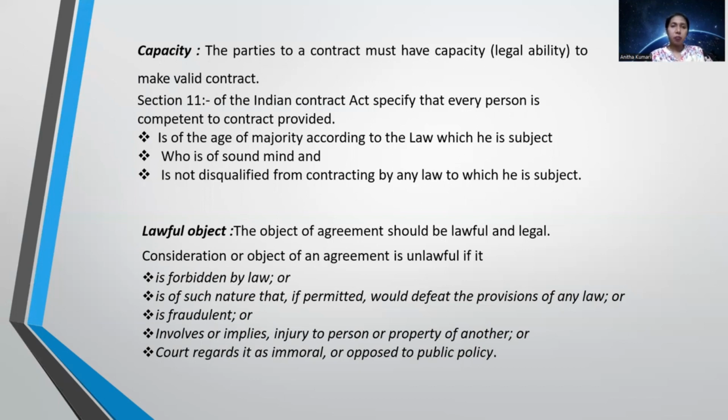So whenever two parties enter into a contract, it should not be prohibited or forbidden by law, or create some injury to others. For example, A and B entering into an agreement to kidnap somebody, or to murder somebody, or to damage somebody's property, or to cheat somebody. These are all not called a lawful object. So whenever parties enter into a contract, they must follow the lawful object.